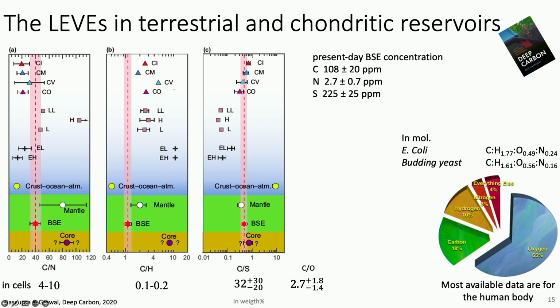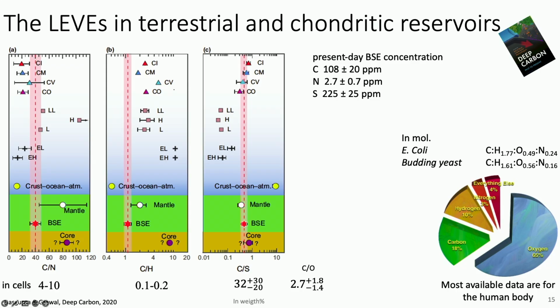So you see that in living cells, the carbon-nitrogen ratio is 4 to 10. So it's about the same, or within the same order of magnitude, as the exogenic reservoir. For the carbon over hydrogen, it's a little different. We have less hydrogen here than in the envelopes. For the carbon over sulfur, it's the same order of magnitude also. That can be discussed, and there's no point going over that. So basically, these ratios are globally consistent in life and in the Earth, and in the Earth envelopes, at least the exogenic ones.